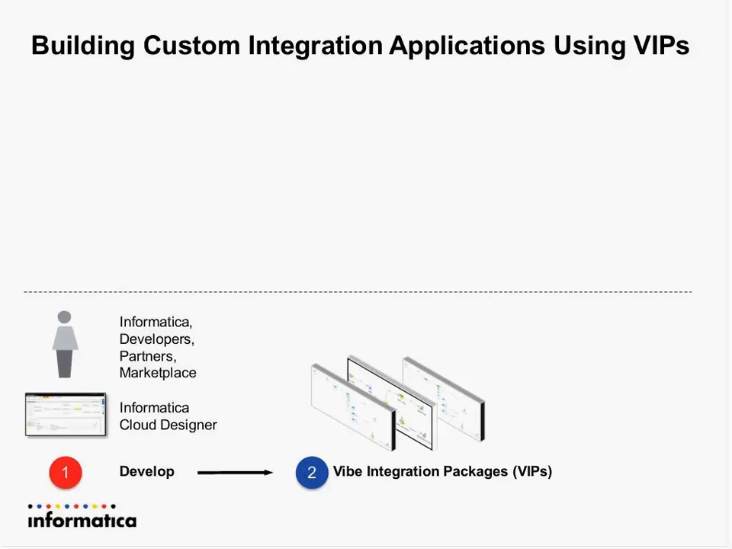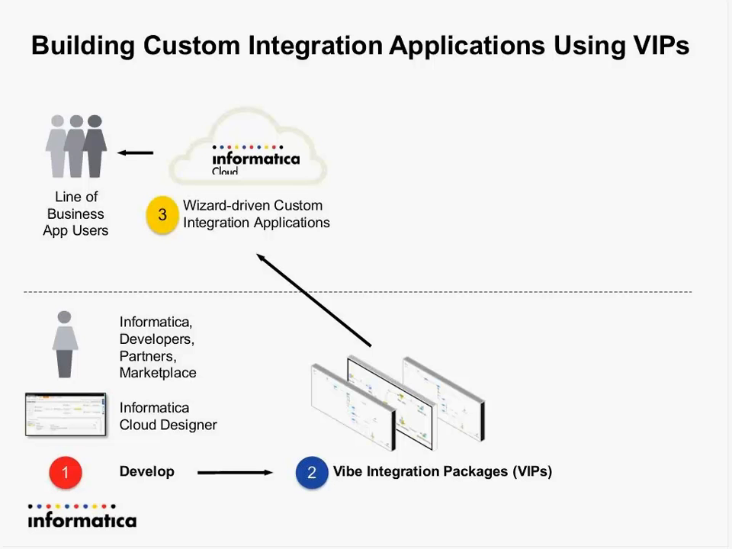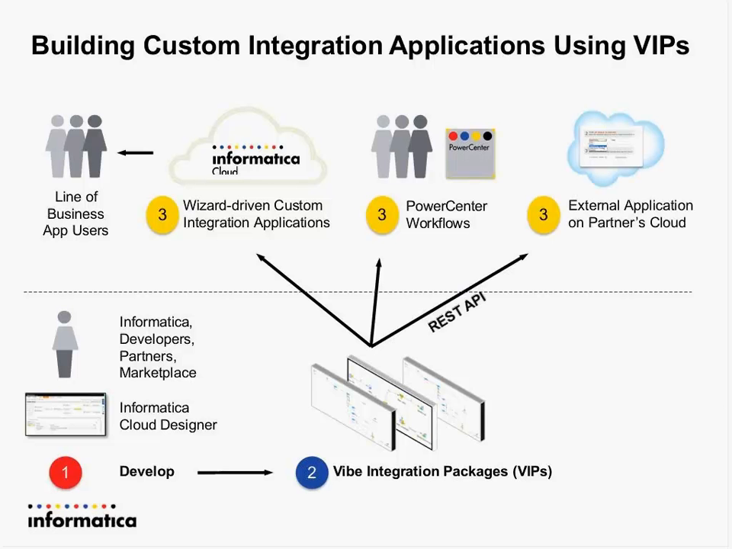All right, so the concept here is that a developer using the Cloud Designer builds these Vibe integration packages. These are packages of the mappings that you want to group together. Then the end users can either be given access or go through the Informatica Cloud Marketplace and download and access them directly themselves. What they would have access to is a very simple wizard-based approach. They're not going to see the mappings you created in the designer. Instead, they'll see a wizard they're familiar with from Informatica Cloud, so it's much easier to consume from an end-user standpoint. So that's one way of doing that.